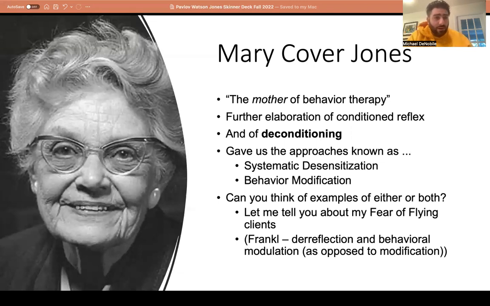Now, a lot of you know that I'm a Frankl person. This is just a side note. Frankl talks about dereflection and behavior modulation. Notice the difference in terms. Frankl was not a behaviorist. He did not believe in modifying behavior because he felt that you should not be manipulating the environment. But there is an idea that by using modulation, the behavior does change over time, but it comes from the will of the individual. The individual leads it, not the therapist. The therapist does not lead it.